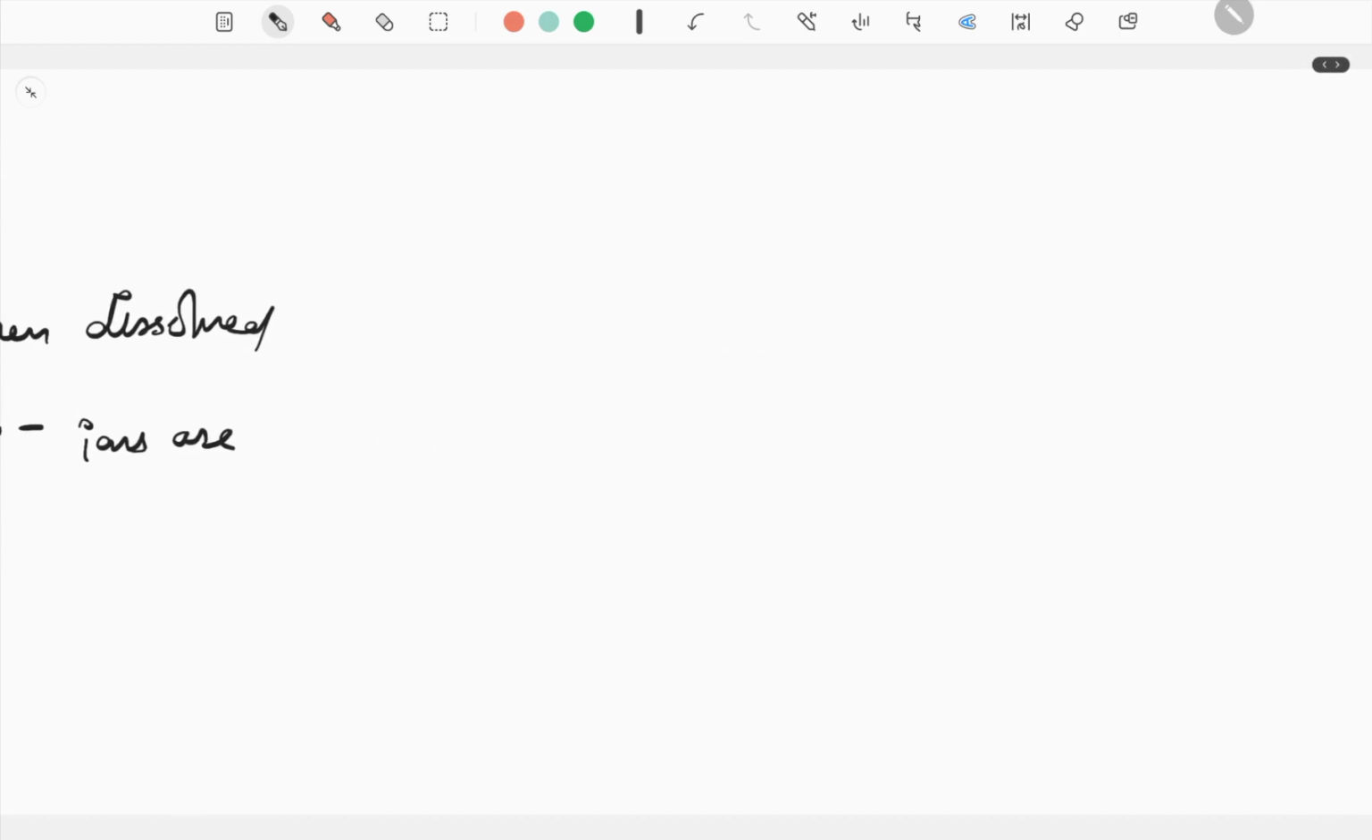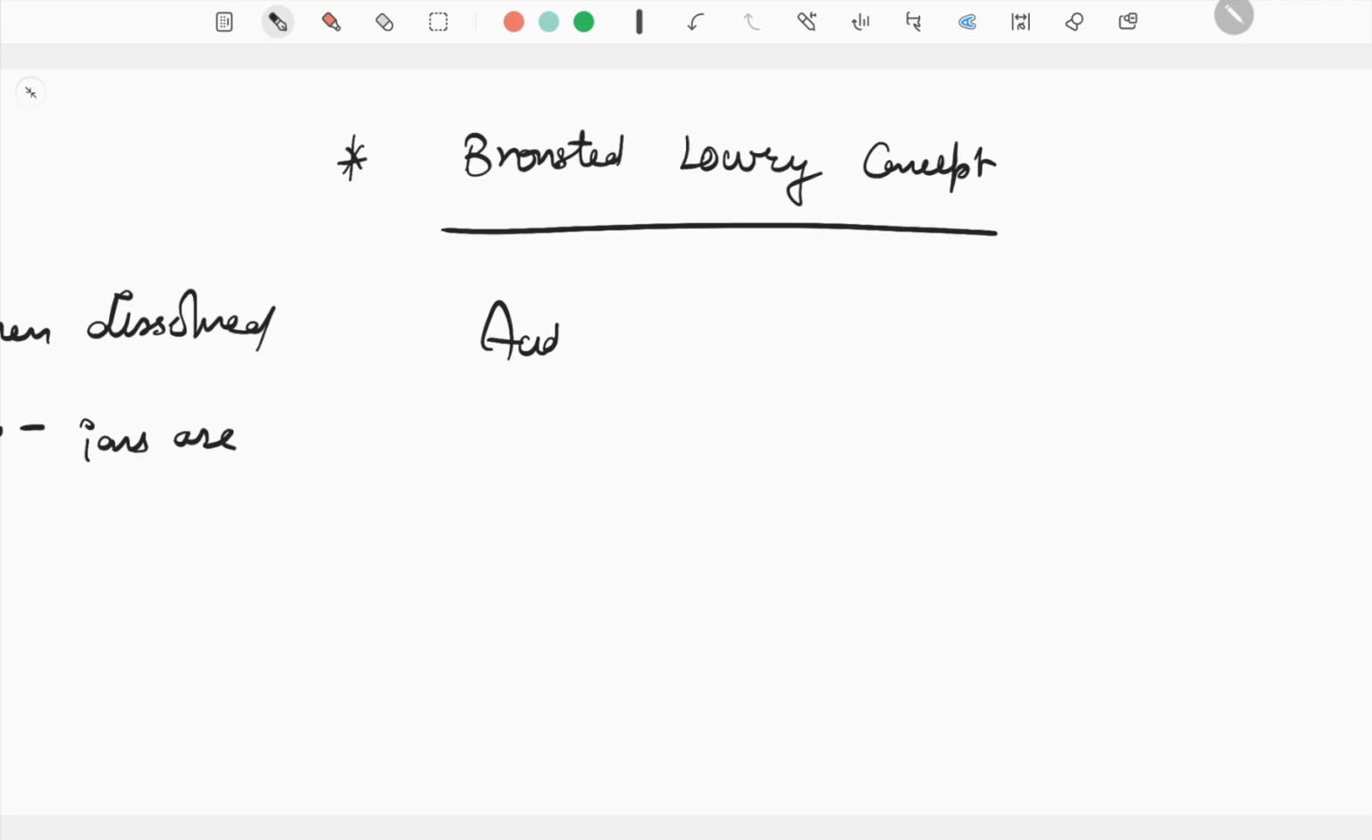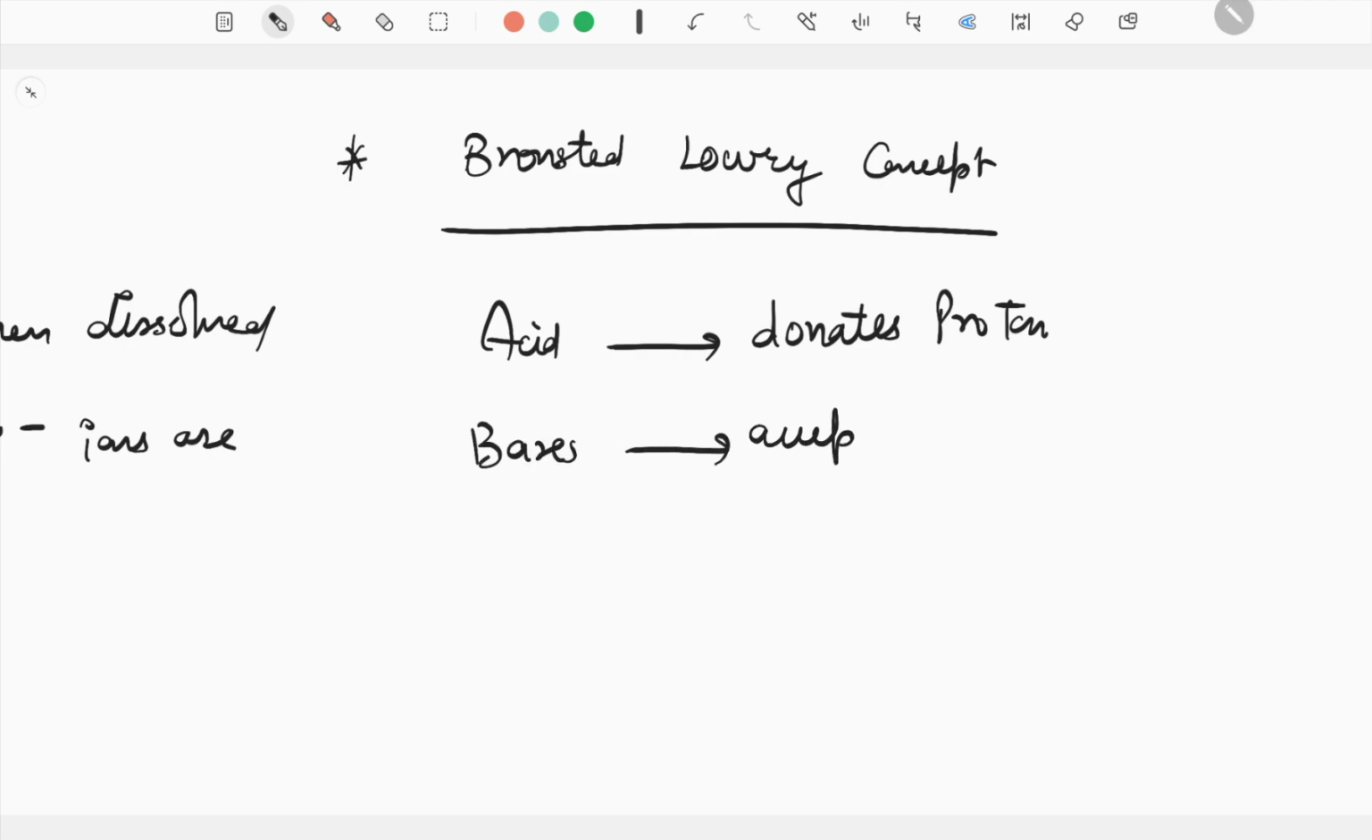Now, the next concept will be the Bronsted-Lowry concept, which shows that an acid donates a proton while a base accepts a proton. That's it.